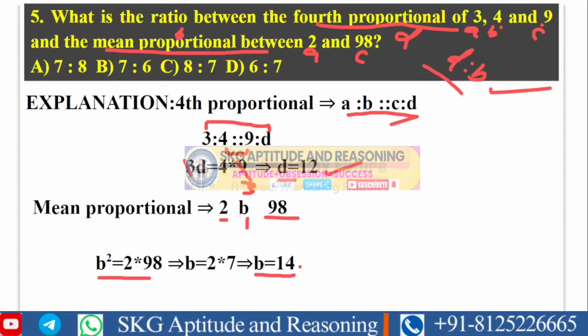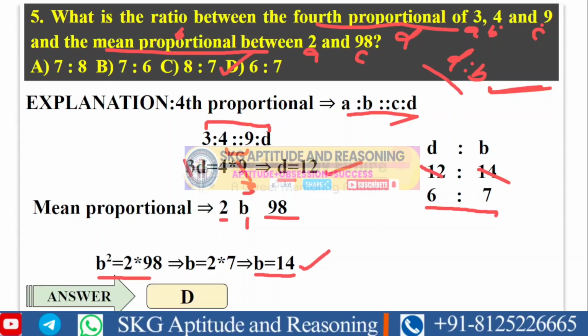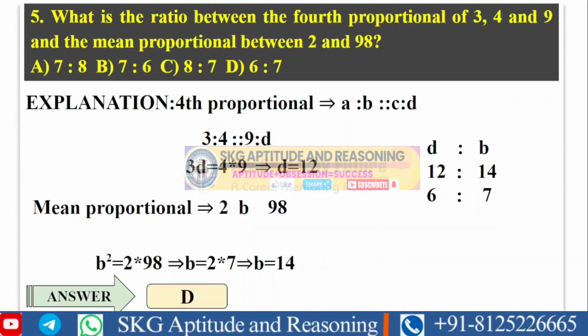Now I'll get the value of D here and the value of B here. What I need to find is the ratio between D and B. If I do so, it will become 12 is to 14. And if I eliminate the common element present in these two numbers, it will become 6 is to 7. So it is presented in option D. The answer for this particular problem will be option D. I hope we understand this problem.